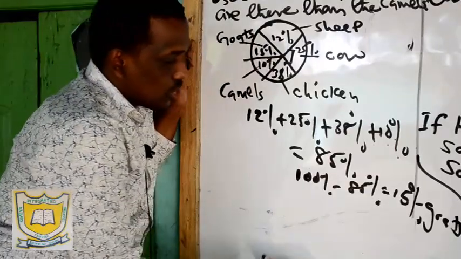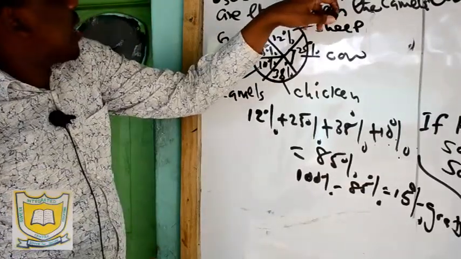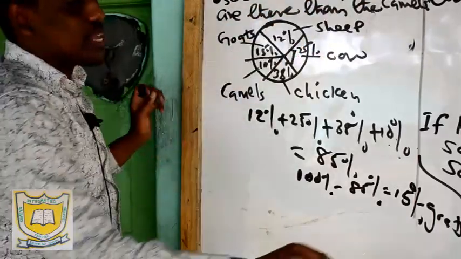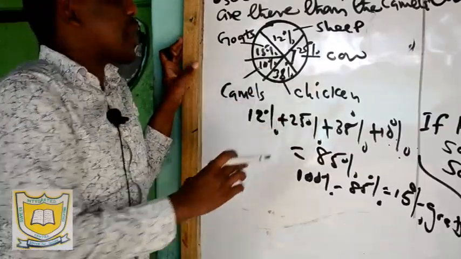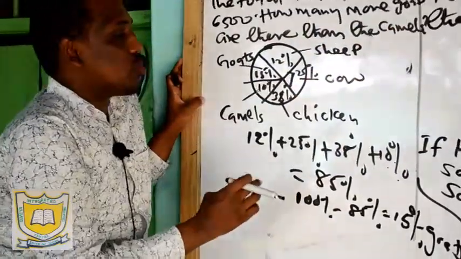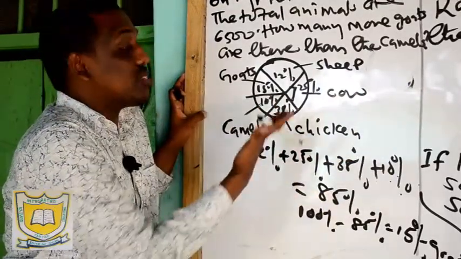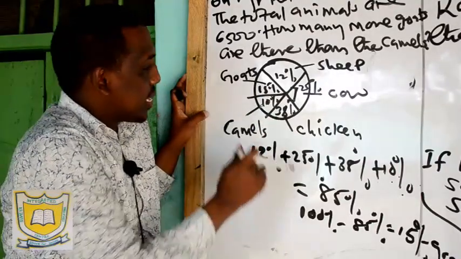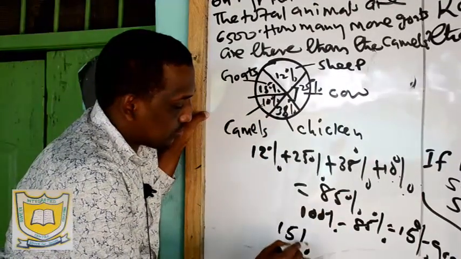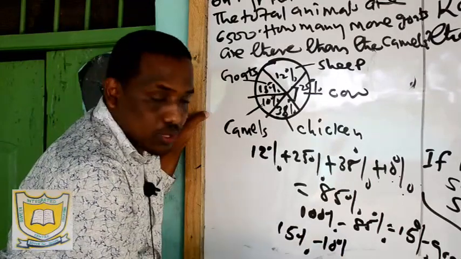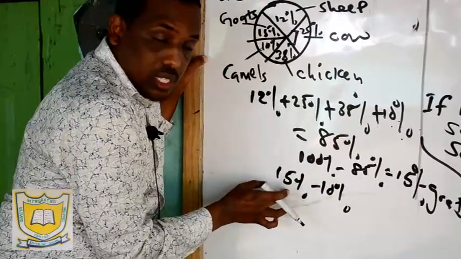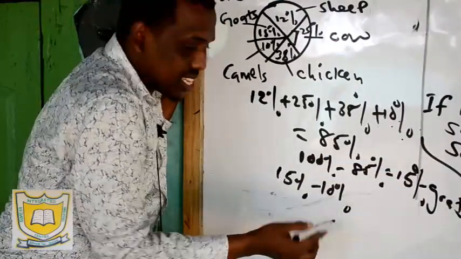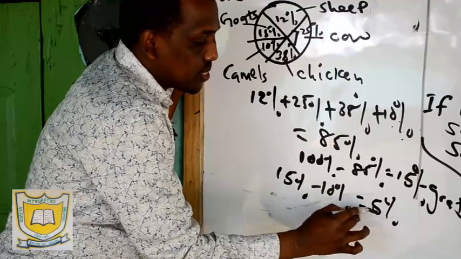Now, they are asking how many more goats are there than the camels. They are comparing the goats and the camels. The same way we subtracted the degrees the other time, we subtract the percentages. Goats, 15. Camels, 10. So let us subtract: 15% minus 10%, because they said how much more. In short, you subtract the percentages, which equals 5%. This is the more.